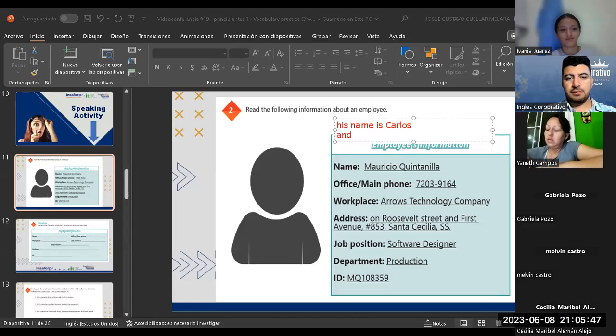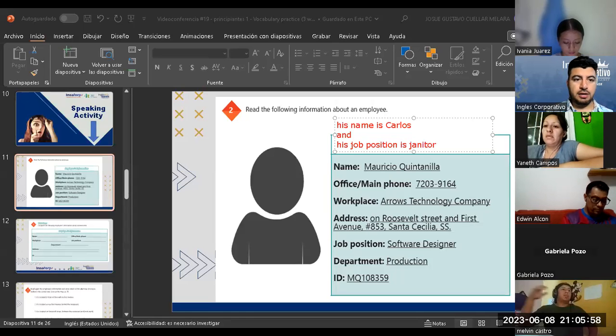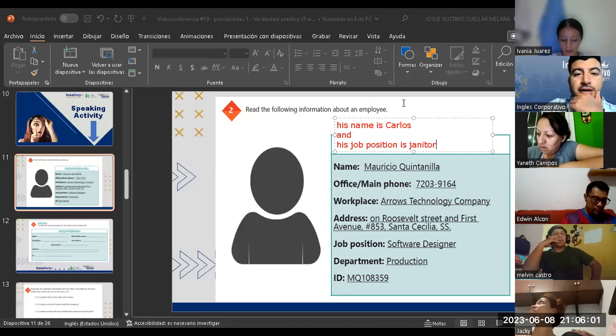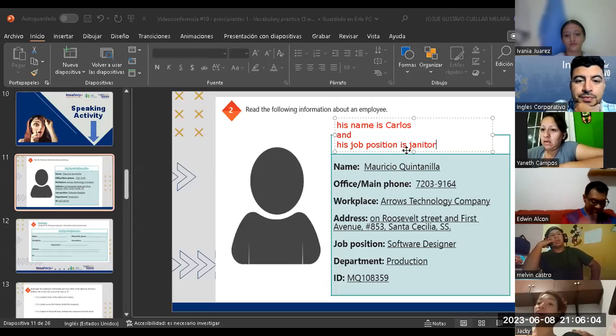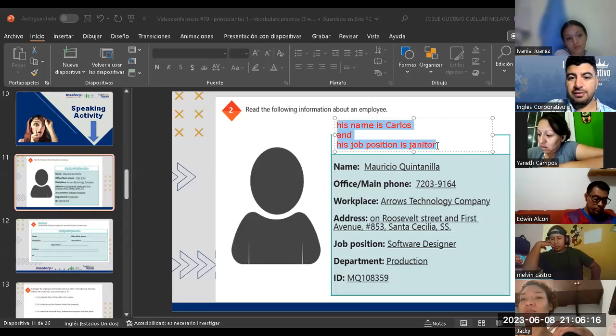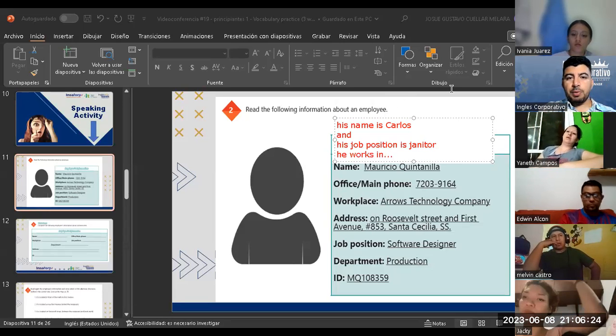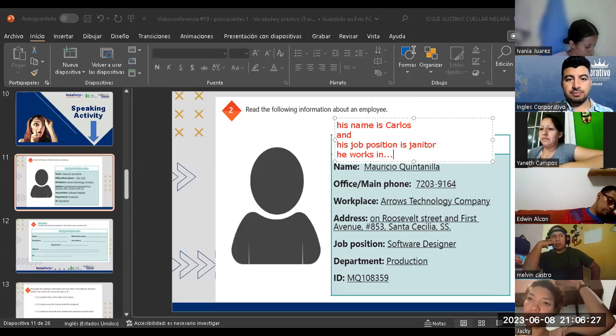And his job position is janitor. Okay. So this is an example. Podemos decir, her name is Maria, and her department is production. Okay. Utilicen dos tipos de información, utilizando his, her, ¿verdad? Aunque si quieren decir que él trabaja en algún lugar, ¿verdad? He works in, ¿ok? Pero por el momento, dos tipos de información, ¿ok?